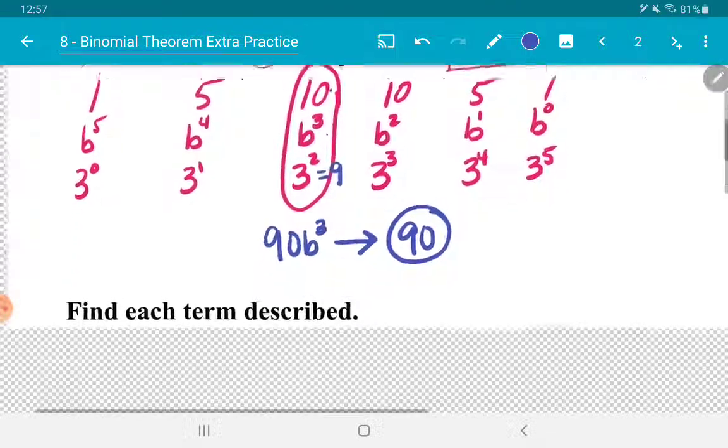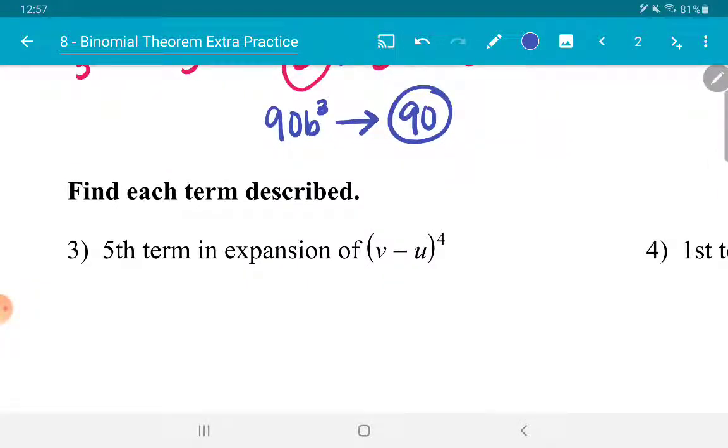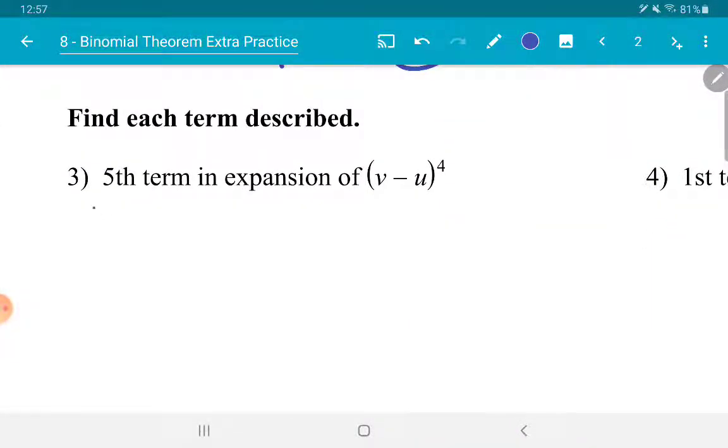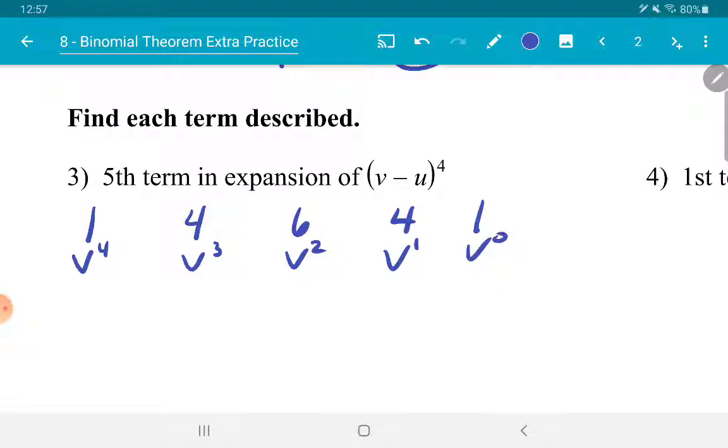Okay, so that works the same way as finding the right term. So if you do 1, 4, 6, 4, 1, and we go v, v, v, v, v, 4, 3, 2, 1, 0. U to the 0, U to the 1st, U to the 2nd, U to the 3rd, let's rewrite that, U to the 4th.